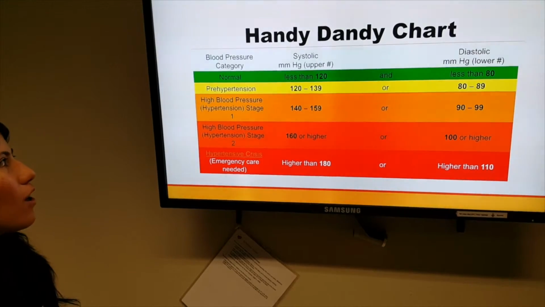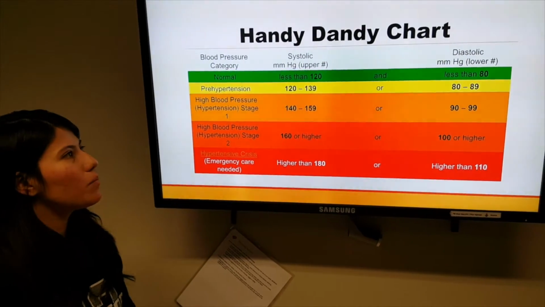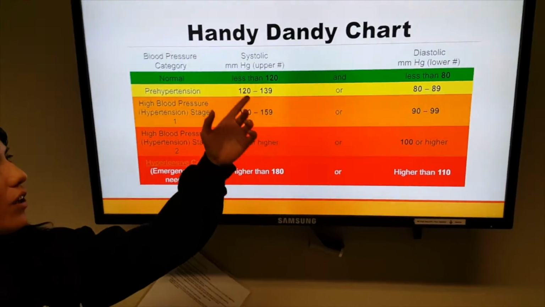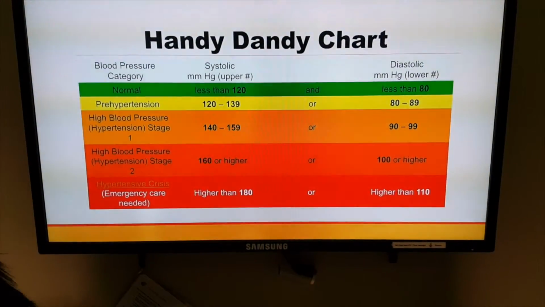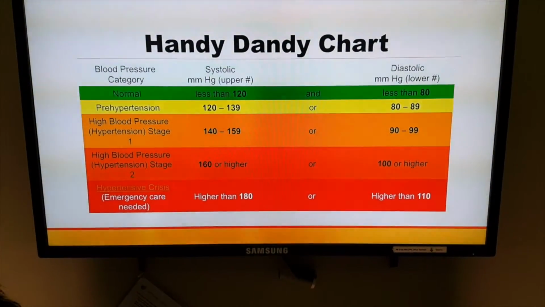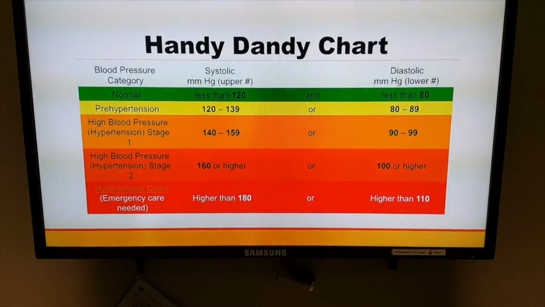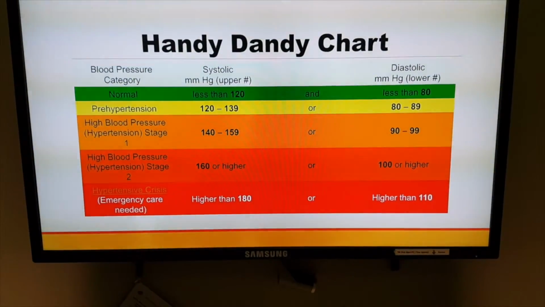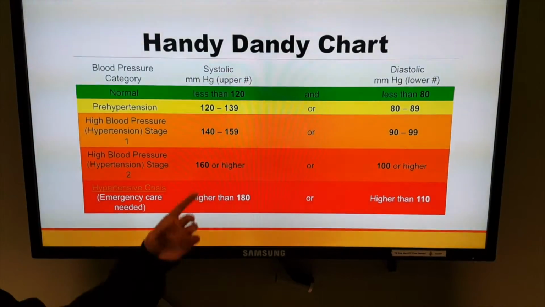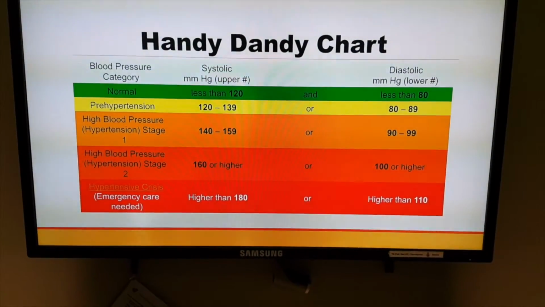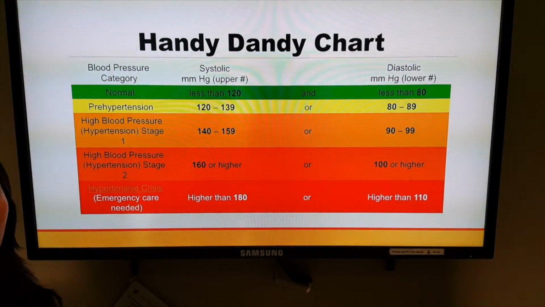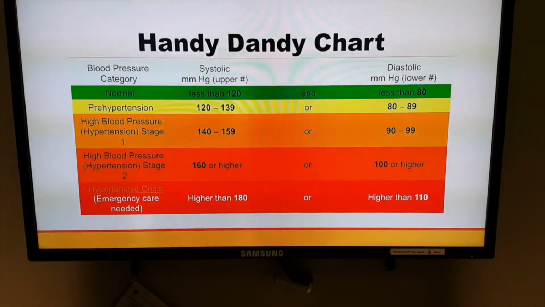First off, individuals that have a normal blood pressure have a systolic value of less than 120 millimeters of mercury and a diastolic value of less than 80 millimeters of mercury. Individuals that are pre-hypertension have a systolic value between 120 to 139 millimeters of mercury or a diastolic value between 80 to 89 millimeters of mercury.